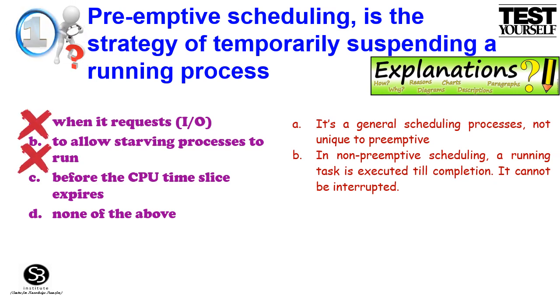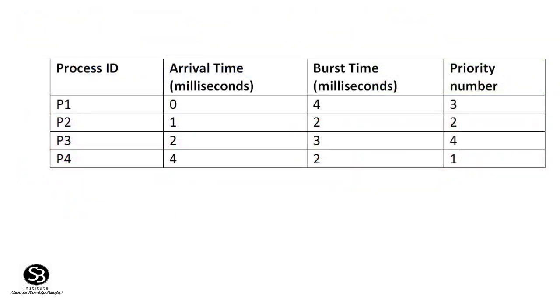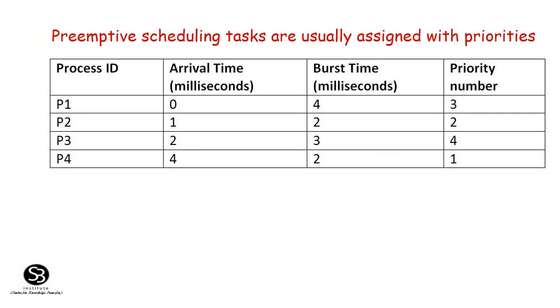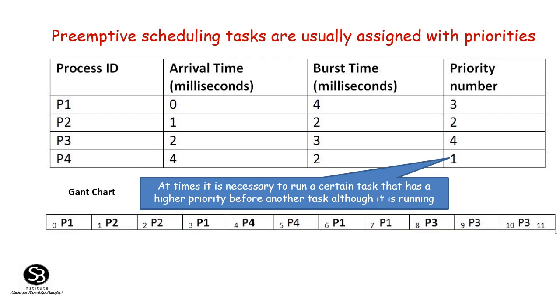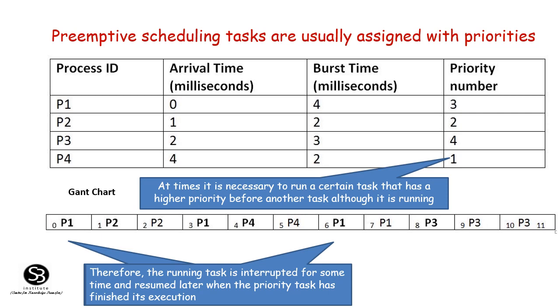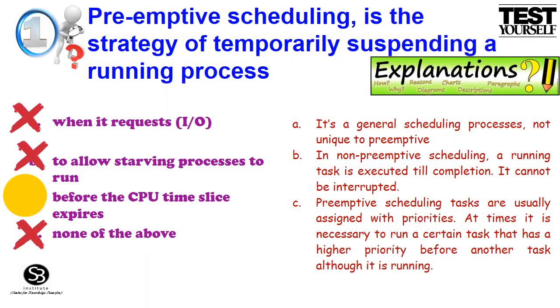Preemptive scheduling tasks are usually assigned with priorities. At times, it is necessary to run a certain task that has a higher priority before another task, although it is running. Therefore, the running task is interrupted for some time and resumed later when the priority task has finished its execution. Hence, option C, before the CPU time slice expires, is a suitable answer.